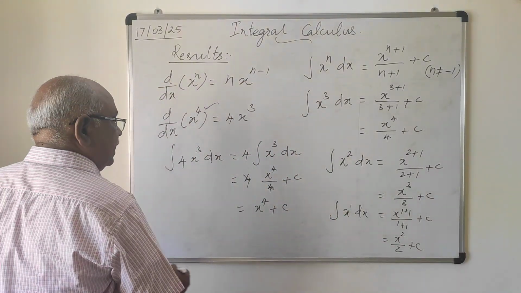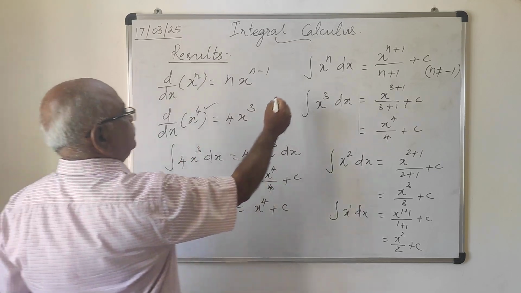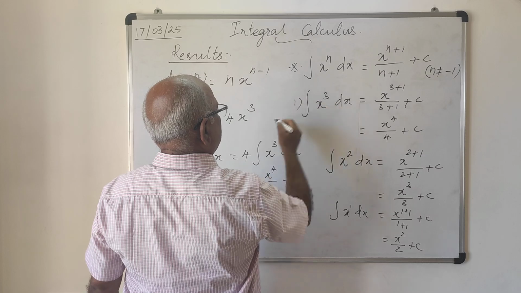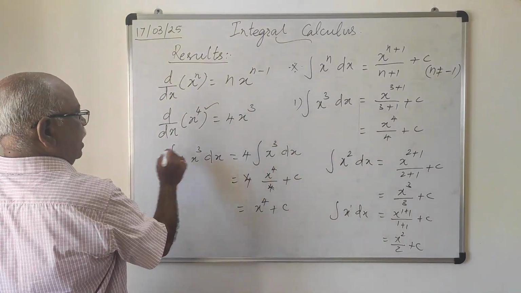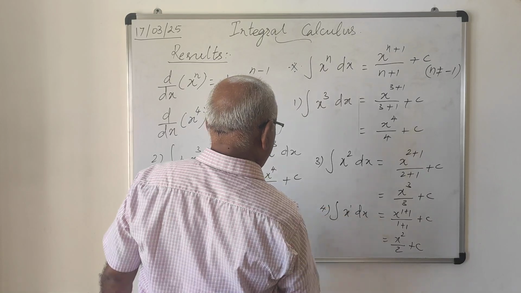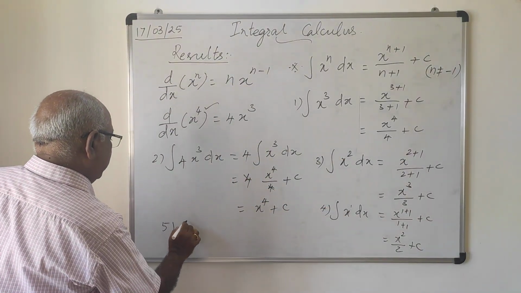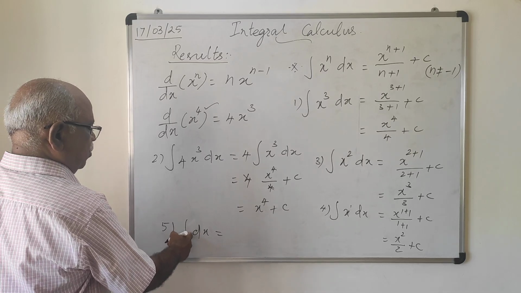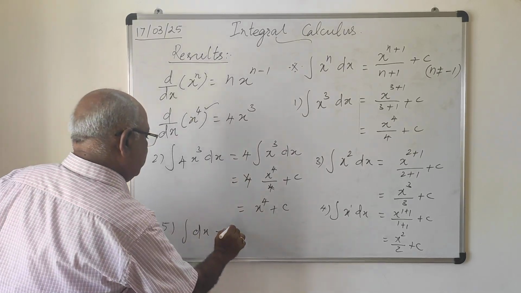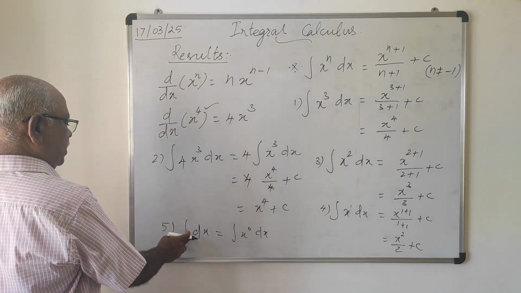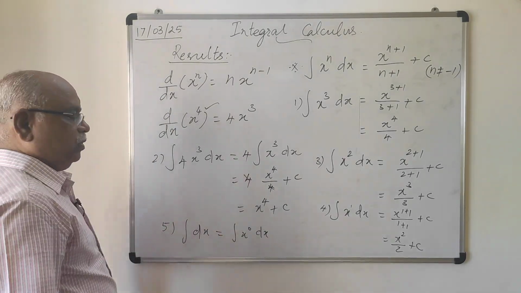So next, this is an example. This is the formula, and using this formula we are solving the examples 1, 2, and this is 3 and 4. The fifth one is integral dx only. Here the function is 1. 1 means integral x power 0 dx. Consider integral 1 into dx as x power 0, since x power 0 is 1.